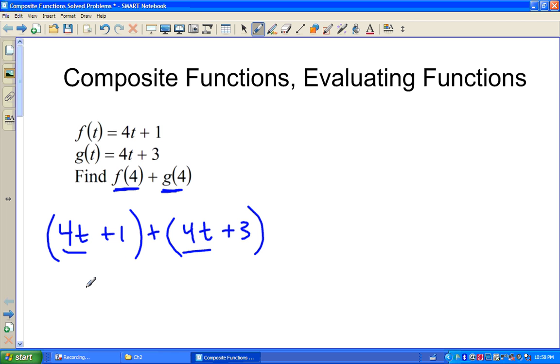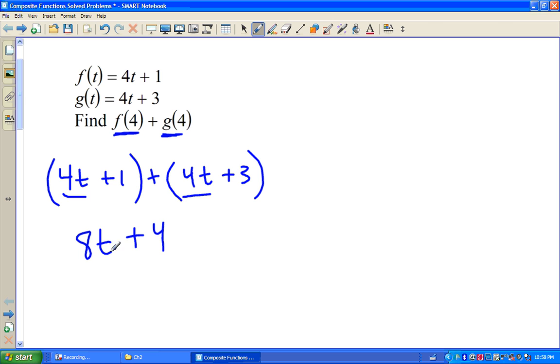4t plus 4t is going to give me 8t, plus 1 plus 3 is going to give me plus 4. So there's f of t plus g of t, and then they tell me to plug in 4. So I can simply plug in 4 here. So 8 times 4, whenever I see a t, I plug in a 4. That's an 8 plus another 4. 8 times 4 is 32 plus 4, or that will give me 36 is my final answer.